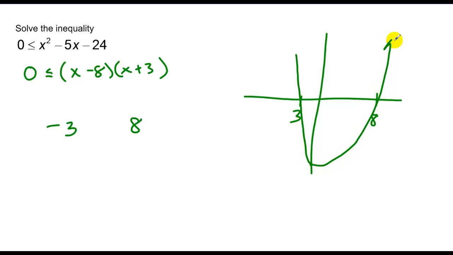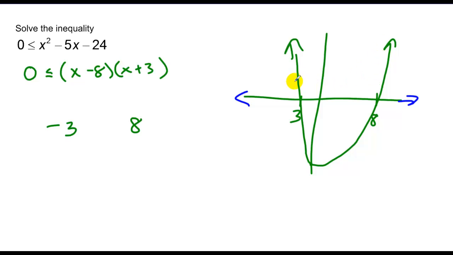Now, the premise of the question is to find all output values, such that when I plug in for x, my y value is greater than or equal to 0. So if I'm talking about a y value that's greater than or equal to 0, I want to know where this graph is above this x-axis right here, because then those y values are greater than or equal to 0.